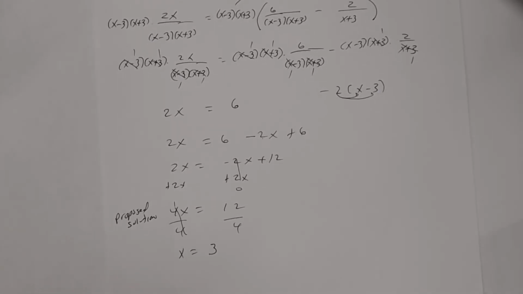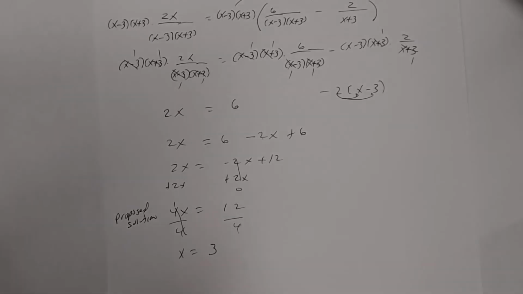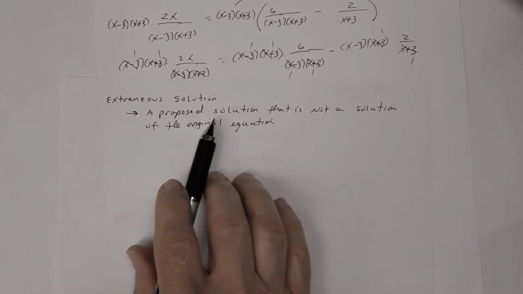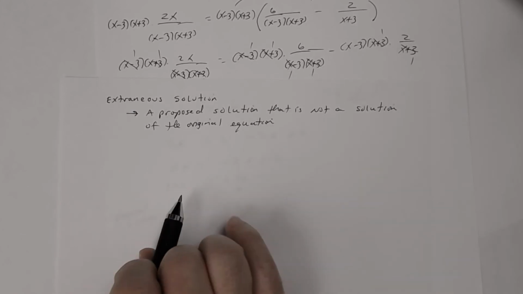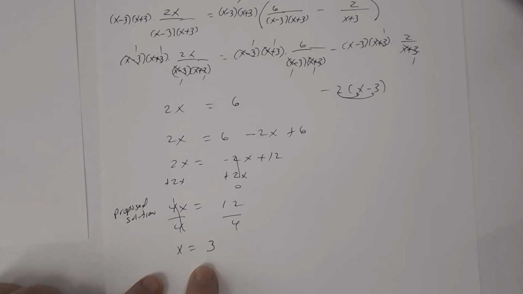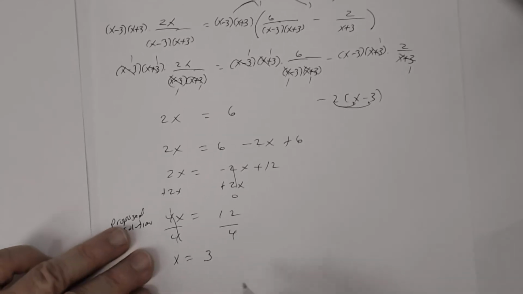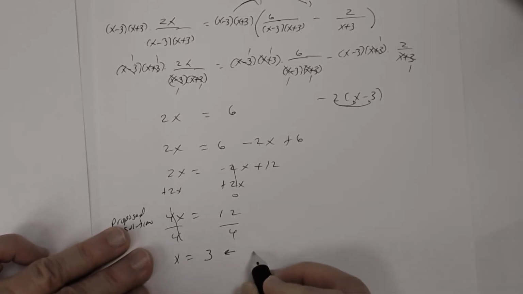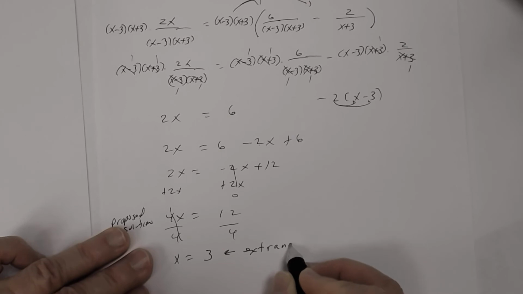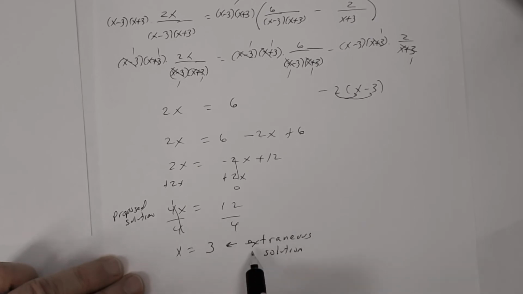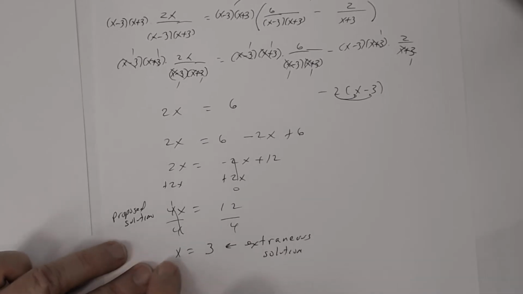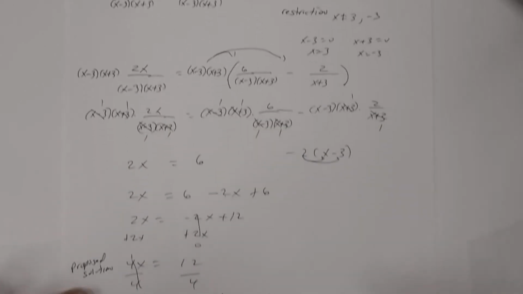Let me remind you what an extraneous solution is. An extraneous solution is a proposed solution that is not a solution to the original equation. So is this proposed solution a solution to the original equation? No. So I just want to remind you, this proposed solution is extraneous. So that means that this equation has no solution.